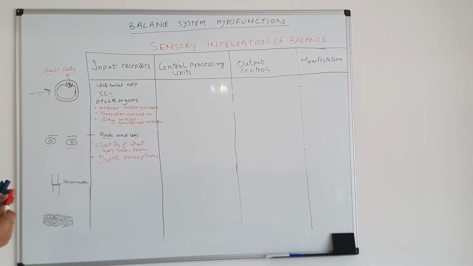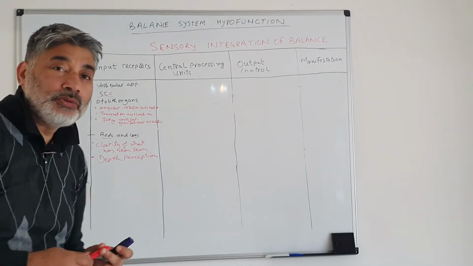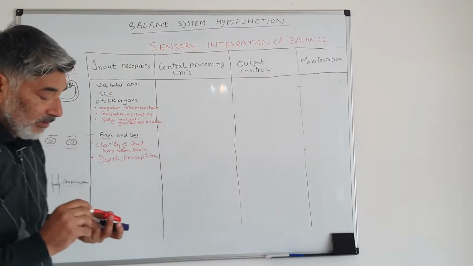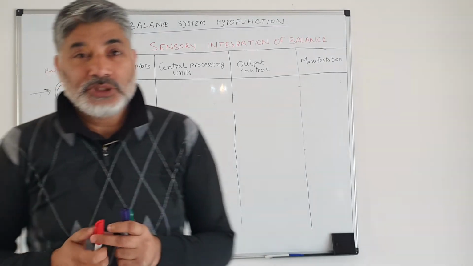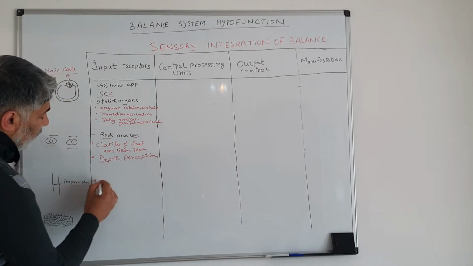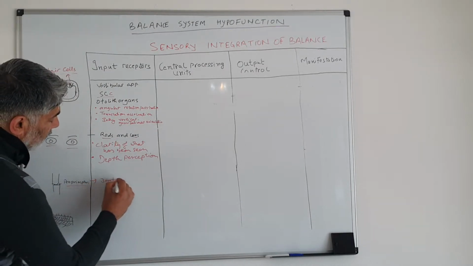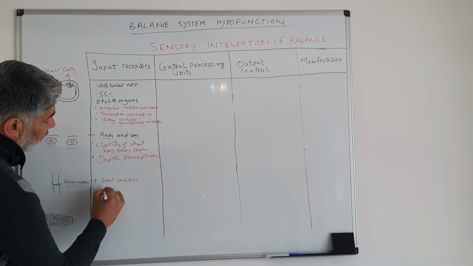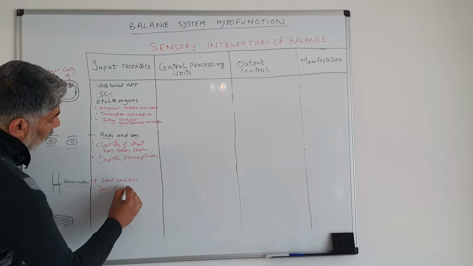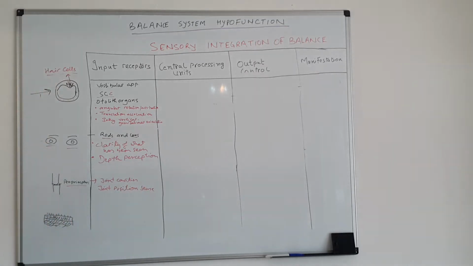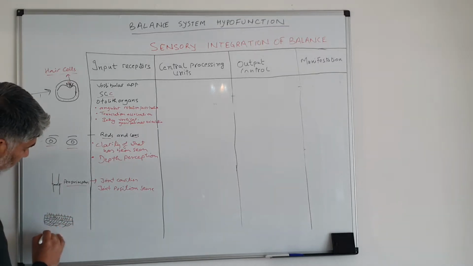And then we have proprioceptors. As you all know, as a physiotherapist, these are the receptors for your joint position sense. They are present in the majority of the joint cavities. So they provide information about joint position sense. And then we have cutaneous receptors.